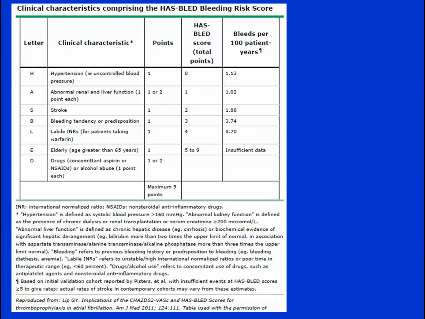This is the so-called HAS-BLED bleeding risk score, and it takes into account various parameters, and then based on the total score, this shows the incidence of bleeding per 100 patient years.